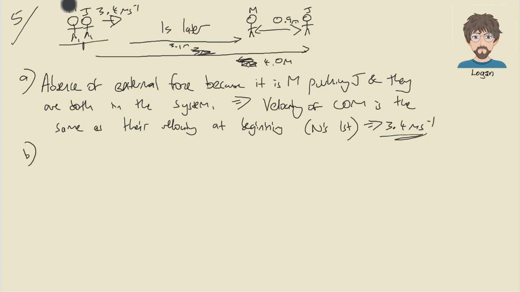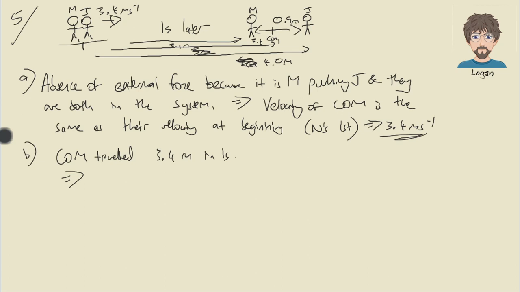Part B, calculate how much heavier Moana is than Joe. So the key thing here is to think that the centre of mass has travelled. How far has it travelled? Centre of mass travelled 3.4 meters in 1 second. Therefore, where is the centre of mass now? So if it travelled 3.4, now we just got to do some work on here.